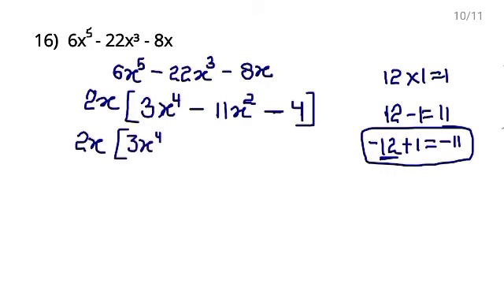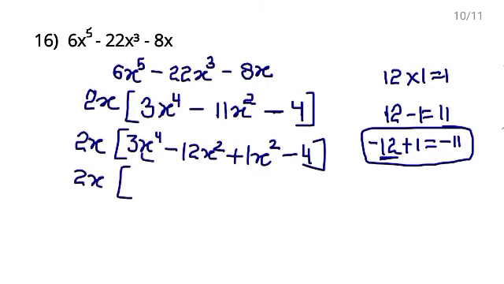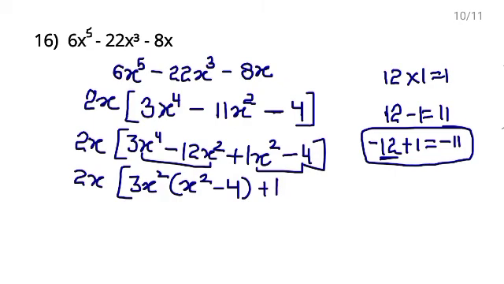This minus 11x square can be written as minus 12x square plus 1x square minus 4. 2x. From these two terms you can take 3 and x square common. Now this becomes x square minus 3 4s are 12 plus from these two terms you just can take 1 common, so x square minus 4.